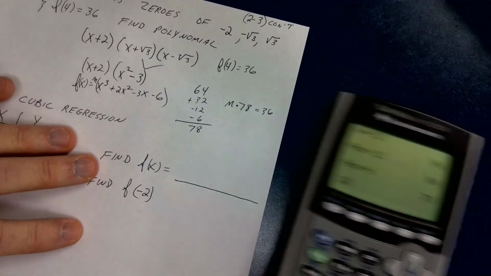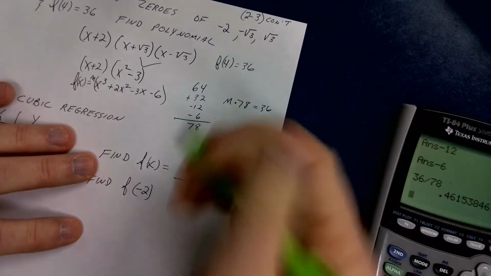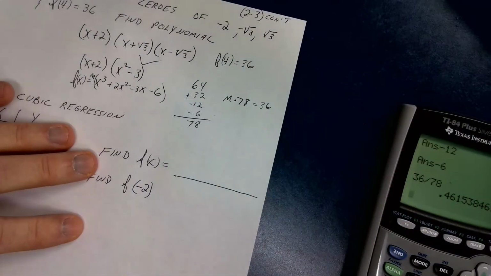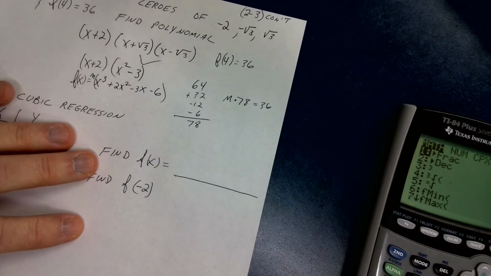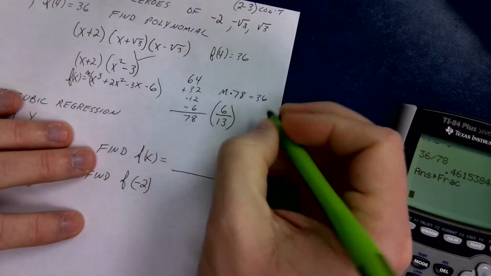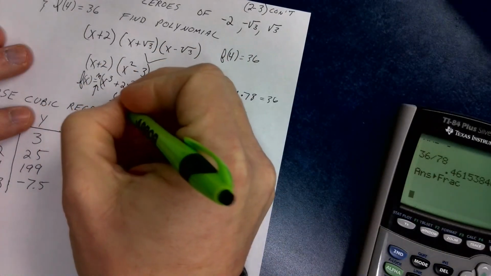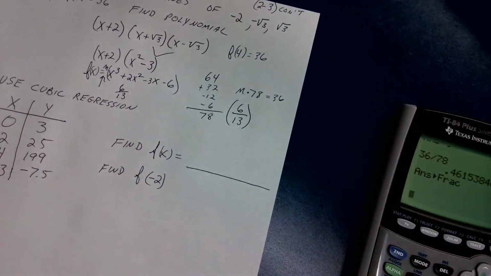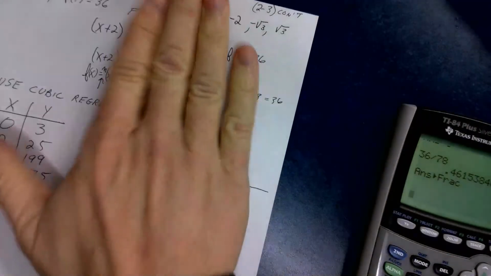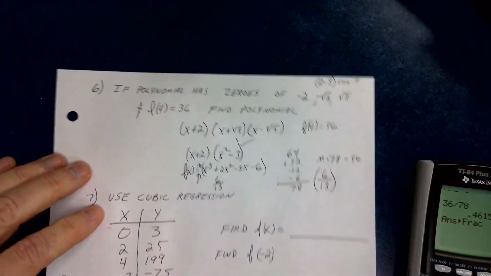So 36 divided by 78. 0.4615. Ooh, scary. So let's do this. Math, frac. Let's just reduce that fraction. And 6/13. So I know that I have to have a constant multiplier of 6/13 in front of this whole thing. So that number out there in front is 6/13. And you're like, ooh, that was kind of weird. Well, I actually am giving you a harder problem right now than what we would typically see, so that you can deal with some of the easier ones that are there.